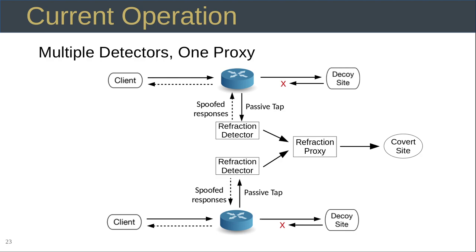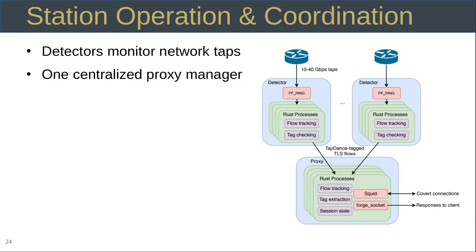This was something we developed from one of the very early trial deployments in 2017, and this is the architecture that we have deployed and have continued to run in deployment even now. So, multiple detectors stationed at routers in Merit's ingress points feed traffic to the proxy manager, which then manages the multiplex sessions and connection to the covert endpoints.